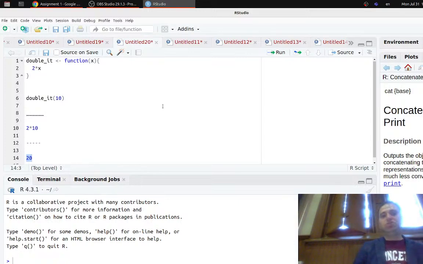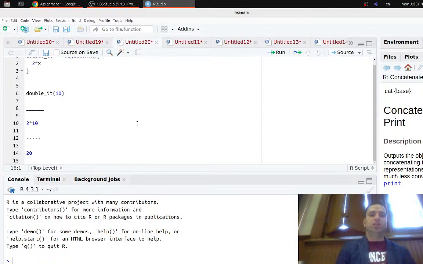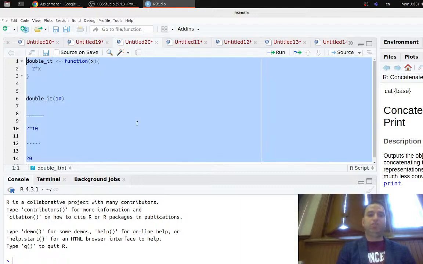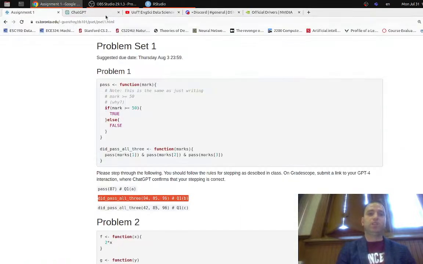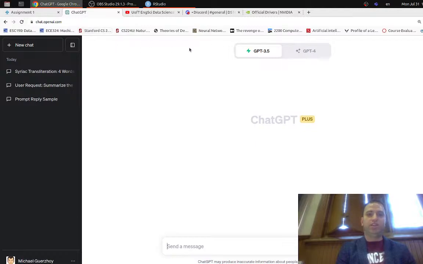So what I want you to do is to do the 4 tracings of the functions and have ChatGPT check it for you. So I'll just demonstrate the process here. So here is my solution. So I'll go to my friend ChatGPT.